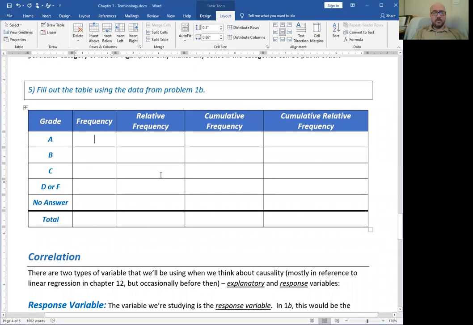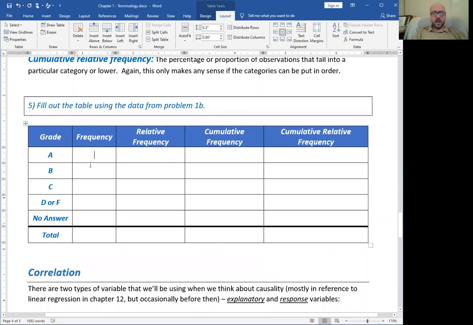Hi, everyone. I just want to take a few minutes to talk about the terms that we usually use when we are talking about tables, frequency tables specifically, which are this kind of table here, where we've got a category and then how many things were in that category. And there's some other terms as well.